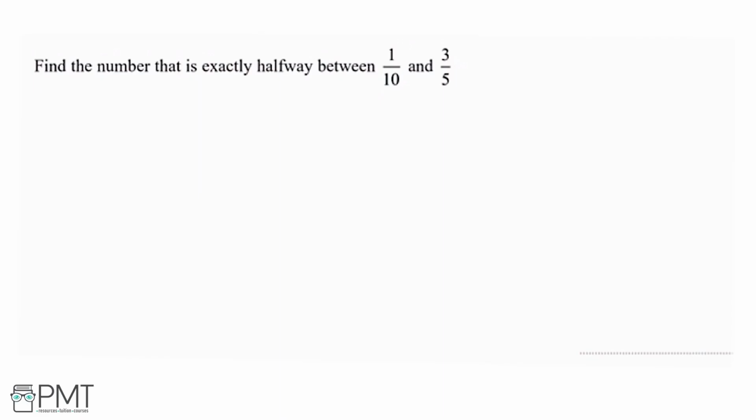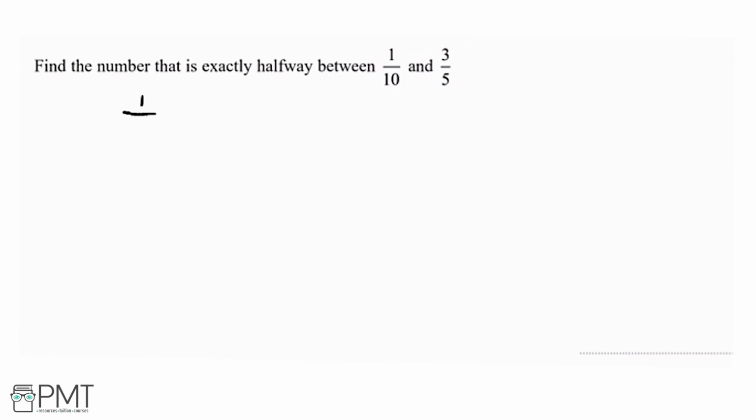We need to find the number that is exactly halfway between 1 over 10 and 3 over 5. So the way you find the number that's in between two numbers is you take the mean of them. So that means you add them up and divide them by how many there are. And because there's always going to be two numbers when you're working out a number that's directly in between, you're going to divide by 2.